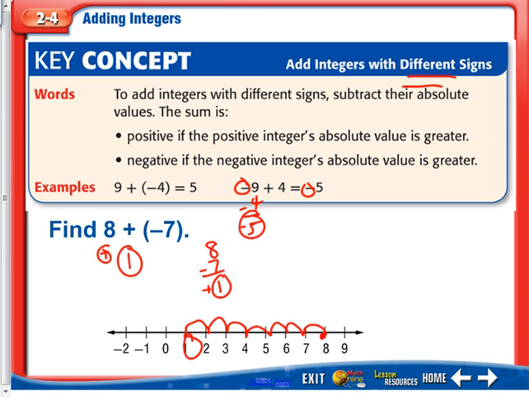There's a few different ways you can think about it. I just gave you 3 different ways. One is with a number line, one is thinking about it like money, and another way is finding the difference of the absolute values, and then the greater absolute value keeps the sign.